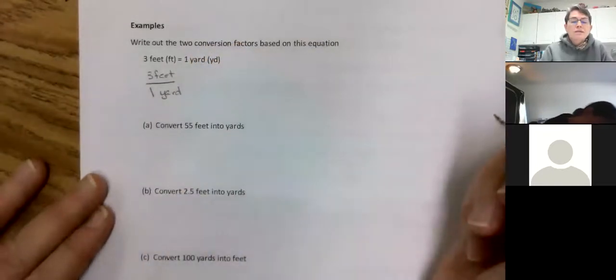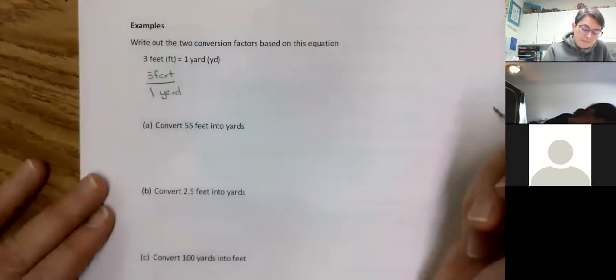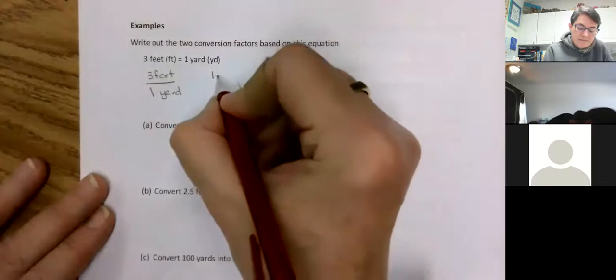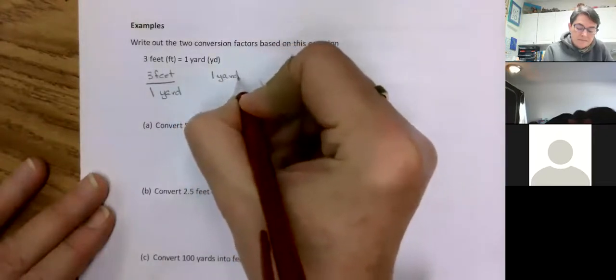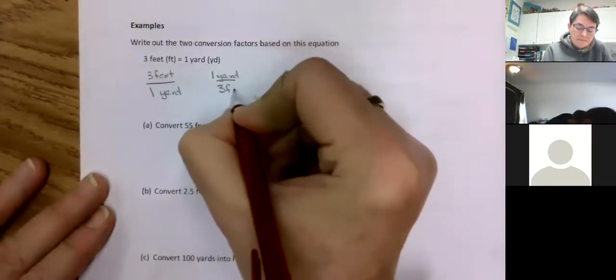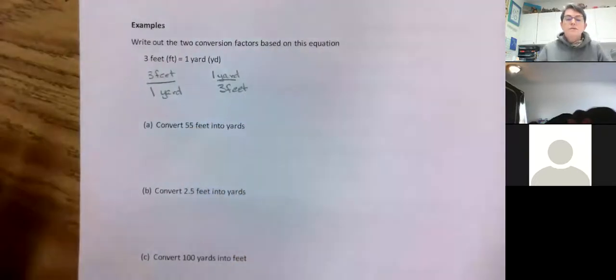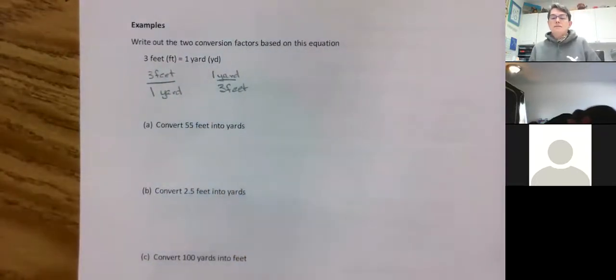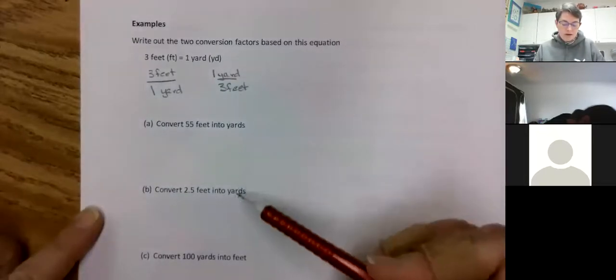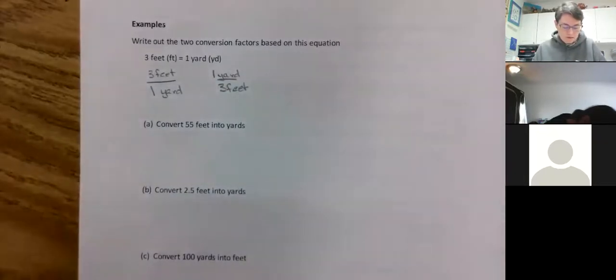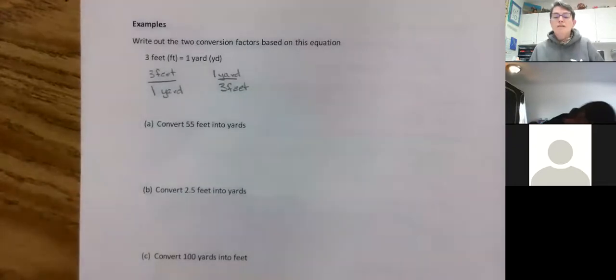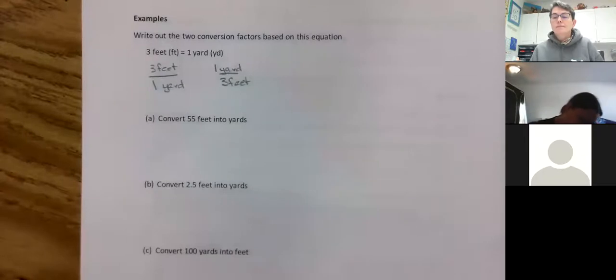Okay, Corey, what's the other one? The top's 1 yard over 3 feet. Yep. So those are your 2 conversion factors. That's the only thing you can get out of that. So now I want you to try those questions. Don't do the one at the bottom. We're missing a little bit of information to do the one about converting miles into yards.